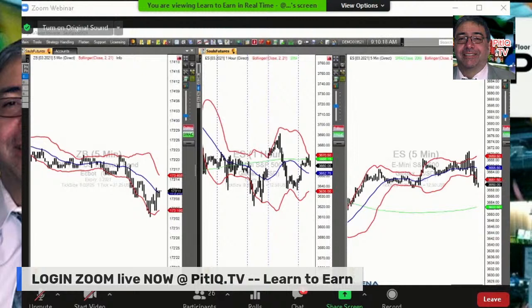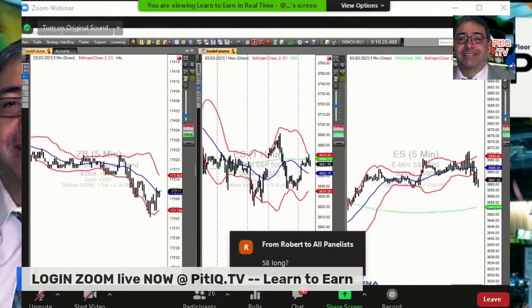Every rally is different. Sometimes there's a spike. Sometimes it's a slow, continuous rally. It all depends on how the market extends. So there's not one.